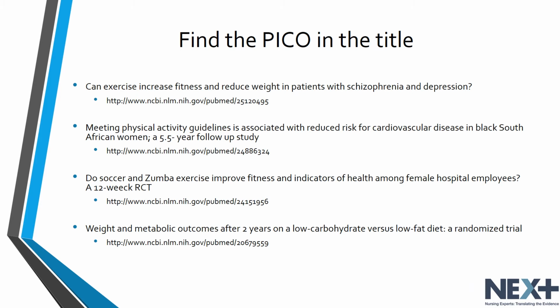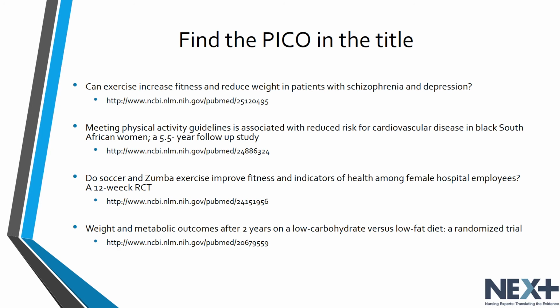The second title: Meeting Physical Activity Guidelines is associated with reduced risk for cardiovascular disease in Black South African women, a 5.5-year follow-up study. What is the population? If you said Black South African women, then you are correct. What is the intervention? It is meeting the physical activity guidelines. And the outcome? Reducing the risk factors of cardiovascular disease. Again, there is no comparison group.